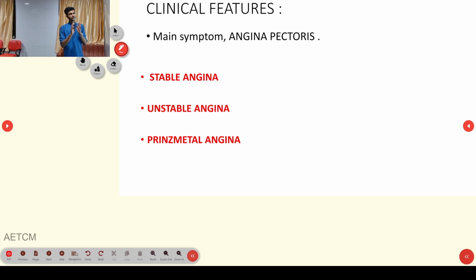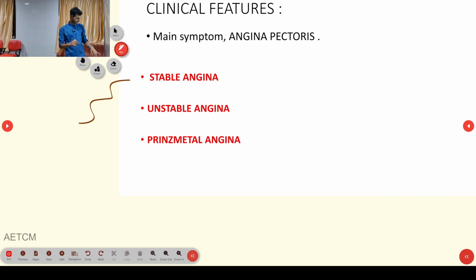Clinical features wise, mainly the person will complain of angina pectoris, which is chest discomfort. Angina pectoris we classify into three categories: stable angina, unstable angina, and Prinzmetal angina. Stable means if the person does any physical activity, as we said in the assessment part, if the person climbs 10 or 12 steps they will get chest pain. Because of some exertion the person gets chest pain, that is stable angina. Unstable angina means even at rest the person will get chest pain.